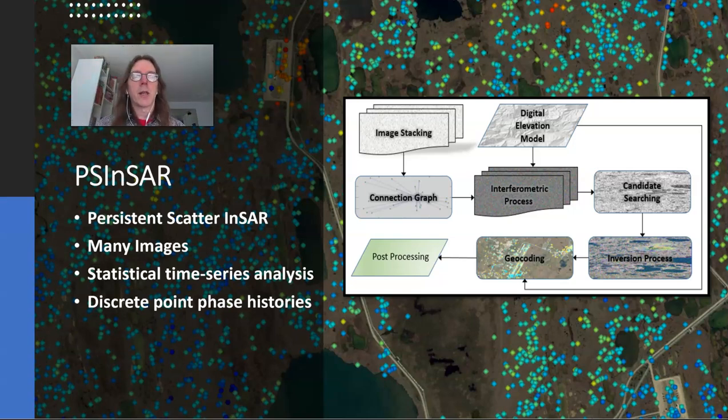The next processed examples demonstrate another InSAR technique known as persistent scatterer interferometric SAR, or PSInSAR. Whereas previously 2 SAR images were used to calculate phase shift, PSInSAR uses statistical time series analysis of many SAR images to derive phase value histories of discrete points. This technique is even more time and processor intensive than DInSAR, but typically generates improved overall results.